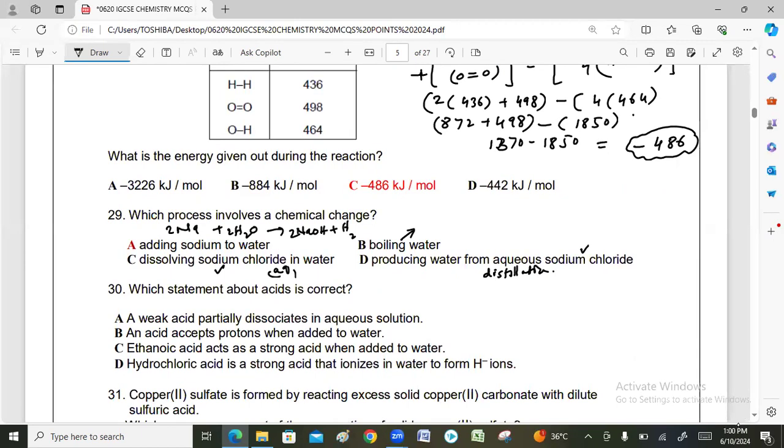Which statement about acid is correct? A weak acid partially dissociates in aqueous solution. This is correct. An acid accepts protons. Acid is a proton donor, so incorrect. Ethanoic acid acts as a strong acid. Ethanoic acid is a weak acid. This is incorrect. Hydrochloric acid is a strong acid that ionizes in water to form H negative ion. It will produce H positive ion. So this is also incorrect. So A is the correct answer.